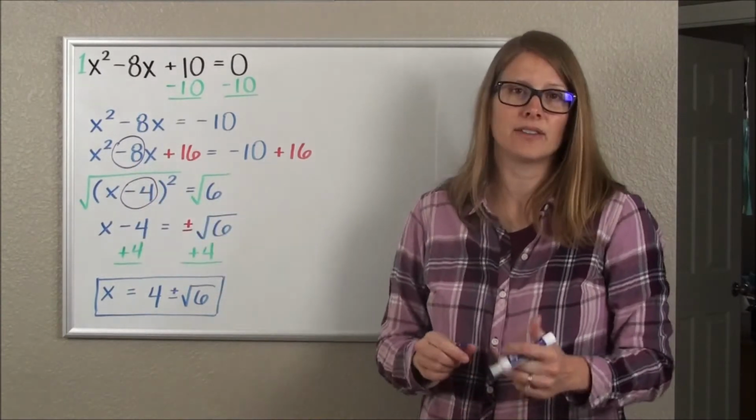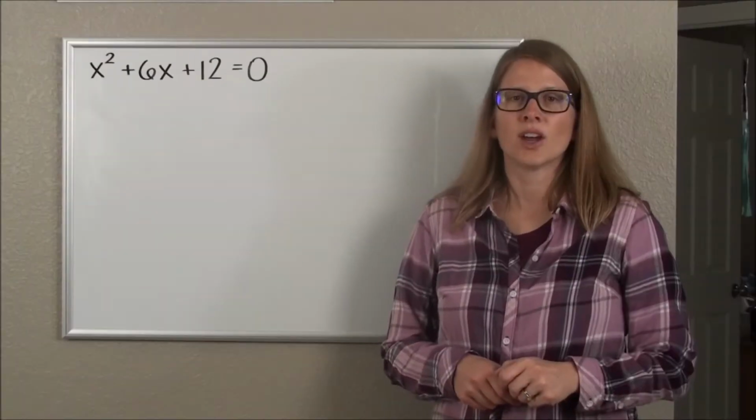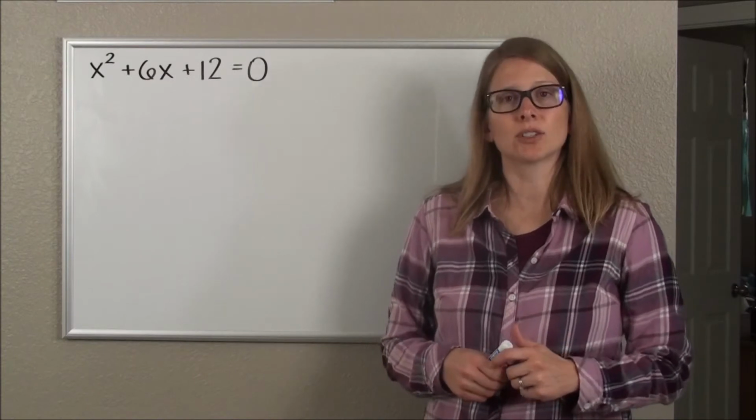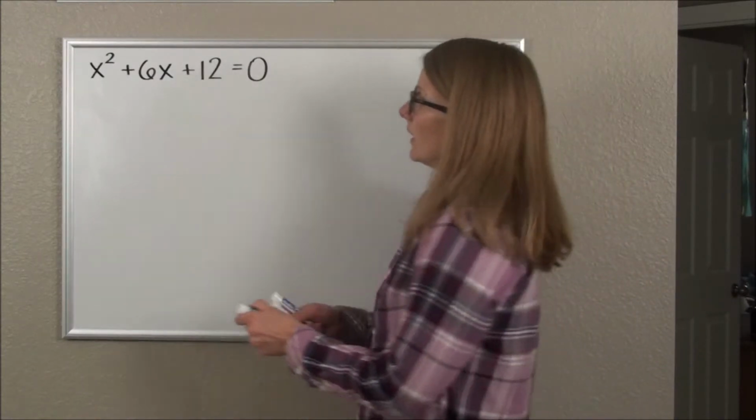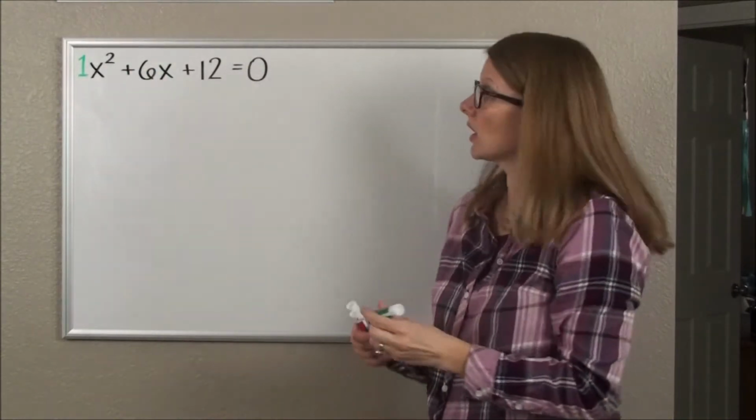That'll help when we have not so nice numbers later on. Let's take a look at another. For our first step, again, we want to make sure that there's nothing in front of x squared. In this case, I have just a 1 there, so I know that I'm good to start.